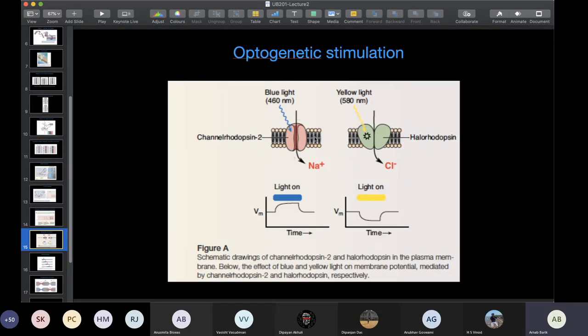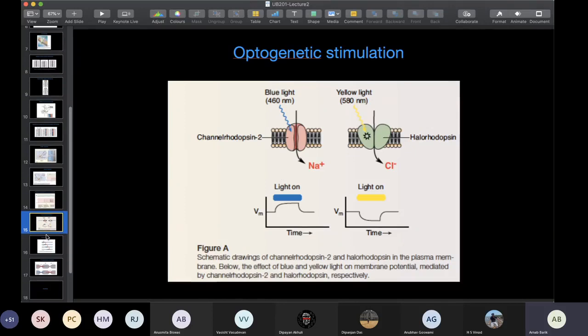What they do is that you express them in the cells, and they are light-gated. So you can open the channels just by shining different wavelengths of light, and then the channels will open and allow the ions to get through the membrane. And doing this, you can either activate a neuron or silence the neurons just by changing the ion concentration inside the cell.